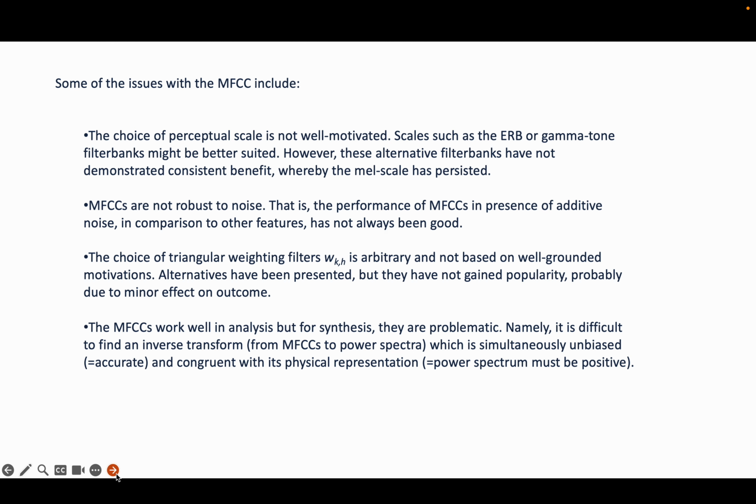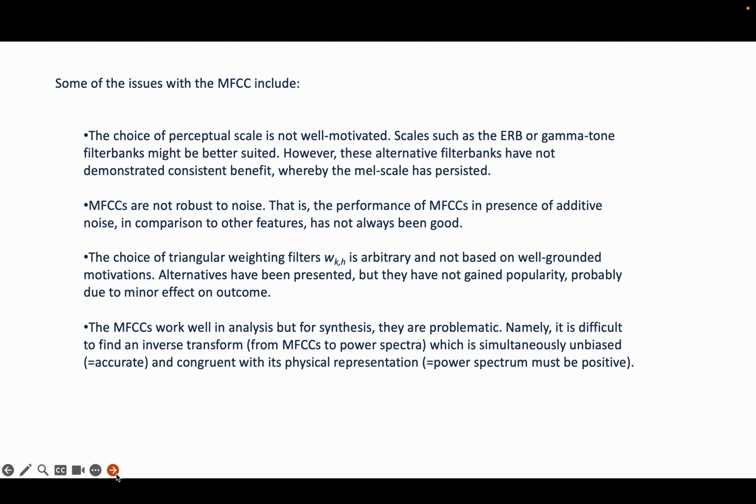And then finally, they work well in analysis, but for synthesis, they're problematic. Namely, because it is difficult to find an inverse transform from MFCCs to power spectra that is both unbiased and congruent with its physical representation. In other words, the power spectrum must be positive.